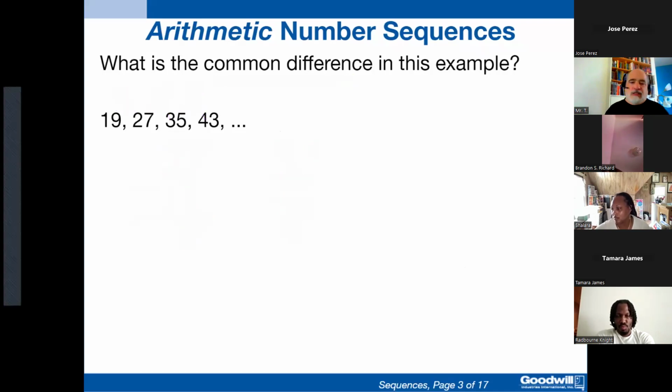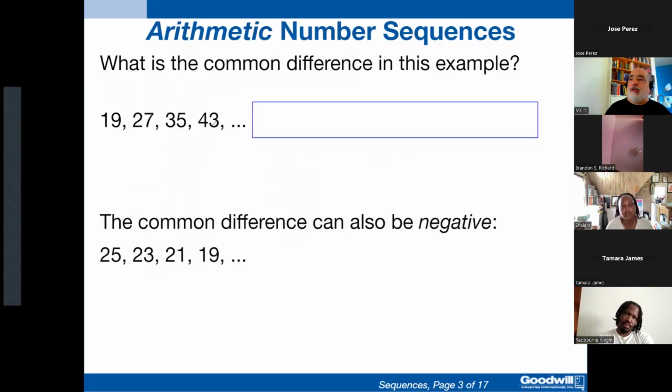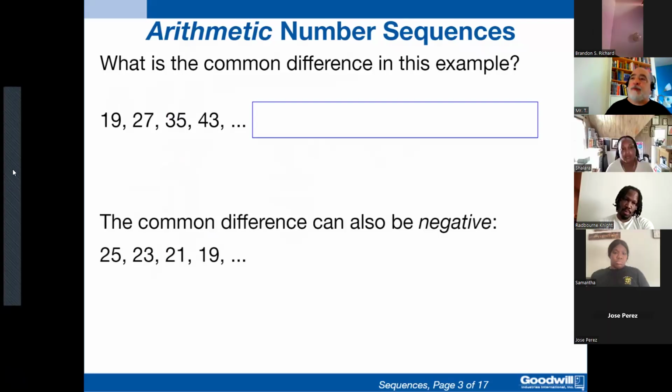Okay. And again, this sequence will poke along, adding 8 each time. Now, a common difference can also be negative, right? So we don't always have sequences that increase. We can have sequences that decrease. What's the common difference here?